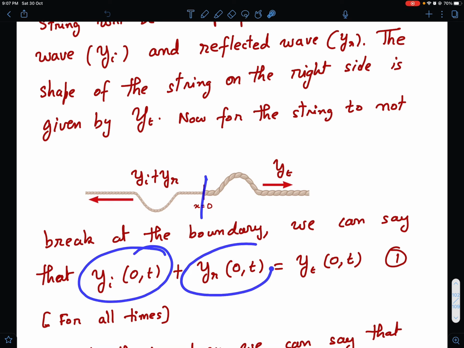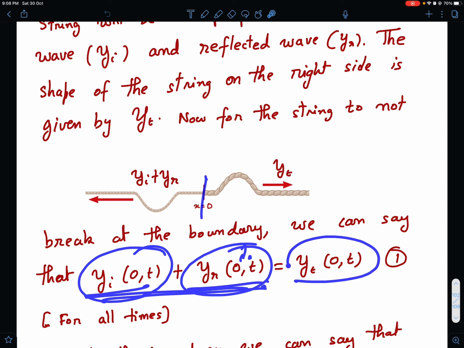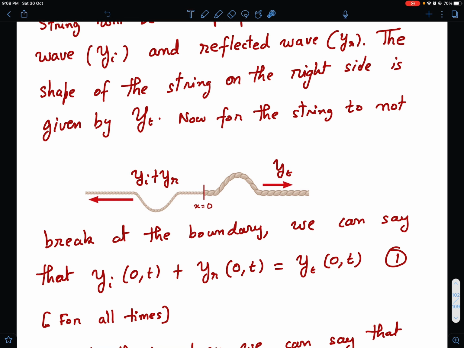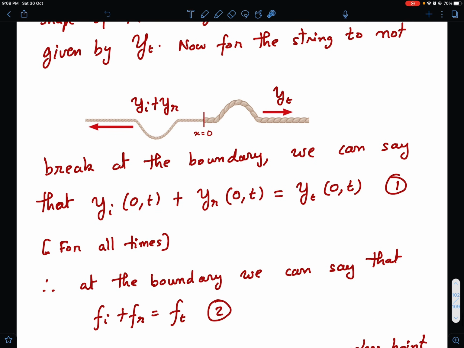So I can say that at x equal to 0, the incident disturbance plus reflected disturbance, I'm using the word disturbance because now I put x equal to 0. So at the boundary, incident disturbance plus reflected disturbance should be equal to the transmitted disturbance. Disturbance, not wave, for all times, every time.